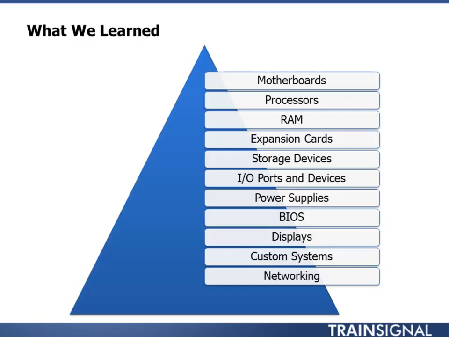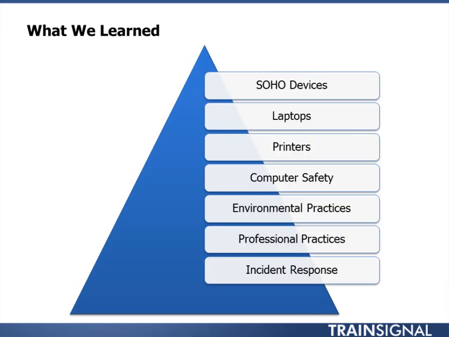So first of all, let's talk a little bit about what we learned. What did we do in this course? Well, let's go back and remind ourselves. We go way back to the beginning. We talk about motherboards and processors and RAM, expansion cards, storage devices, input-output ports and devices, power supplies, BIOS, displays. We've talked about certain customized systems. We went through all kinds of networking. There were actually a bunch of networking lessons. I've just consolidated this into one bullet point. It says networking. We went through and talked about how to set up SOHO, small office, home office devices, laptops, printers, computer safety, environmental practices, professional practices, and incident response.